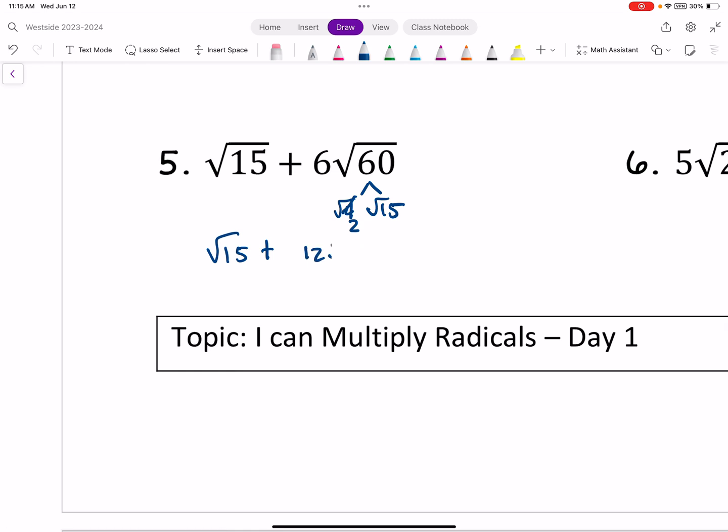Now, there is no number written in front of the first radical 15, and so there is an unwritten 1. And so we're able to place that in if you need to. So I'd have 1 radical 15 plus 12 radical 15, which makes 13 radical 15.